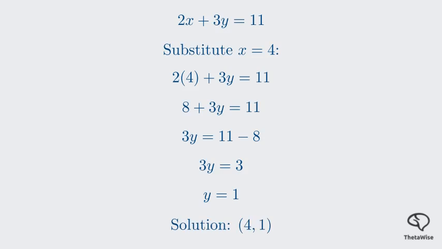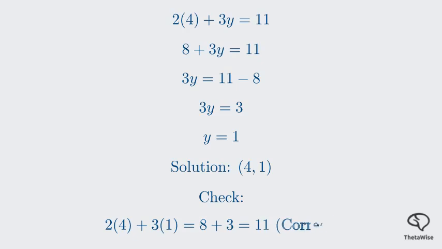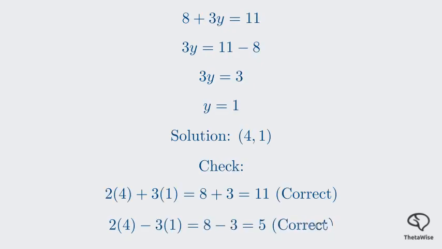This means that if you plug x equals 4 and y equals 1 into both original equations, they will both be true. Let's quickly check our answer. In the first equation, 2 times 4 plus 3 times 1 is 8 plus 3, which is 11. That works. In the second equation, 2 times 4 minus 3 times 1 is 8 minus 3, which is 5. That also works. Our solution is correct.